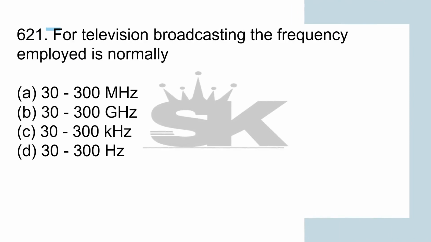For television broadcasting, the frequency employed is normally around 30 to 300 megahertz. Very high frequency band having frequency range from 300 megahertz to 300 megahertz is typically used for the TV and radar transmissions.